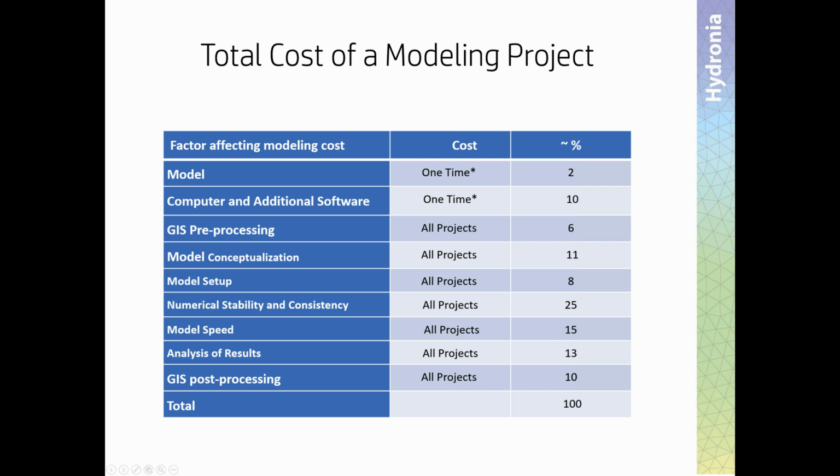So, a summary from the factors that we enumerated: we have the actual model price and the price of the computer, which is a one-time cost. But then you have a number of time-consuming tasks that are required for all projects. And the percentages indicated here are very approximate, and they were gathered after many years of experience doing modeling. I started doing two-dimensional modeling in 1981, 35 years ago, and the tools have evolved quite significantly since then. But the process is more or less the same, even though the tools are much more efficient now. But these percentages are based on our own experience doing modeling for many years.